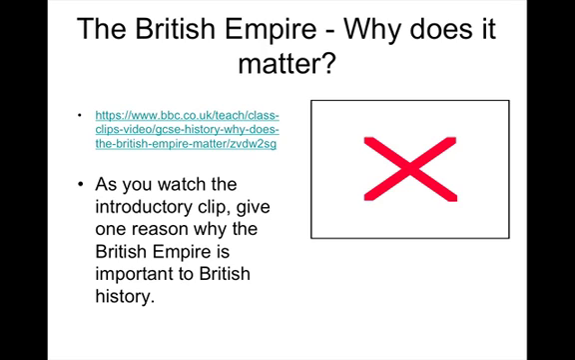So we're going to be looking at the impact at the time and the ongoing legacy of the British Empire, because it is an echo. The British Empire is an echo in history. We still hear its consequences today.